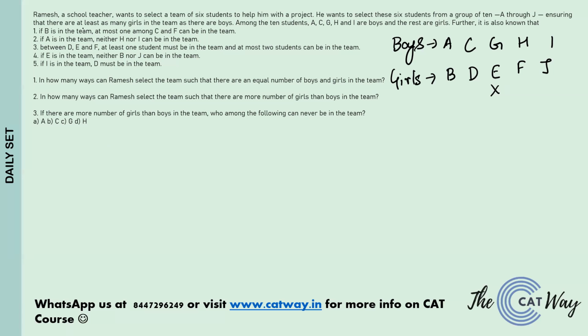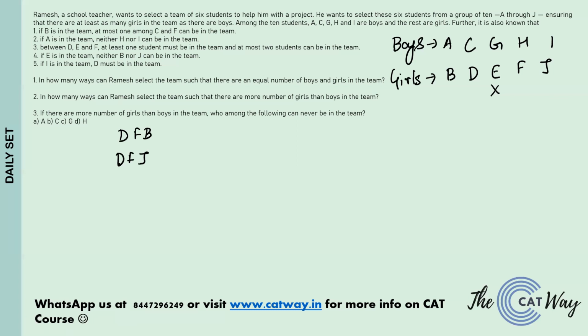Chalo. Now if E is not there in the team, out of D and F, either one or both have to be a part of the team. And if, let's say, D and F both are there in the team, then the other option could be B, or one option could be D, F, J, if both are there in the team. Chalo.